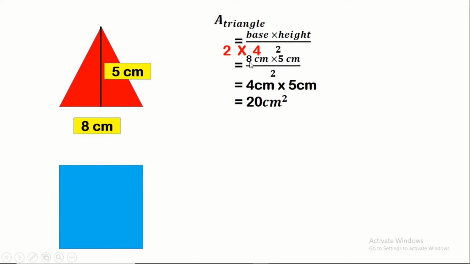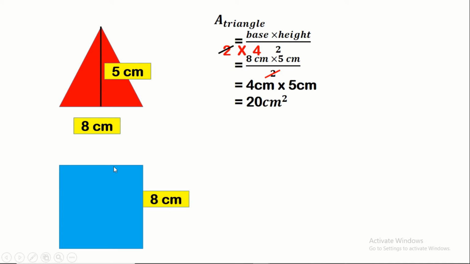We can simplify: 8 is 2 times 4. We can simplify 2 by 2. What remains for us? 4 cm times 5 cm. 4 times 5 is 20 cm squared.